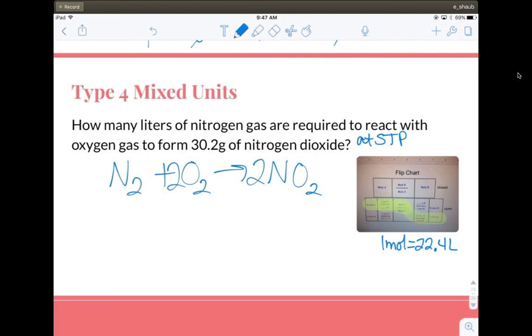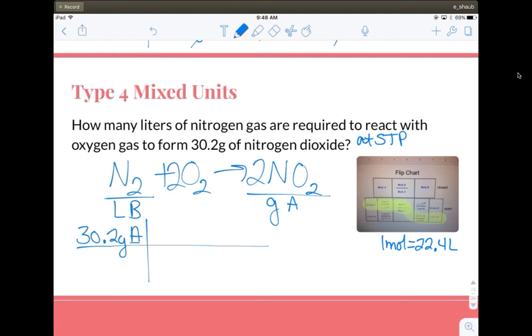So I start with the 30 grams of nitrogen dioxide. That's what's given, which means we have grams of A. I want to know how many liters of nitrogen, so that's going to be liters of B. Okay, so we're going to start with our 30.2 grams of the nitrogen dioxide. I'll call that A again.